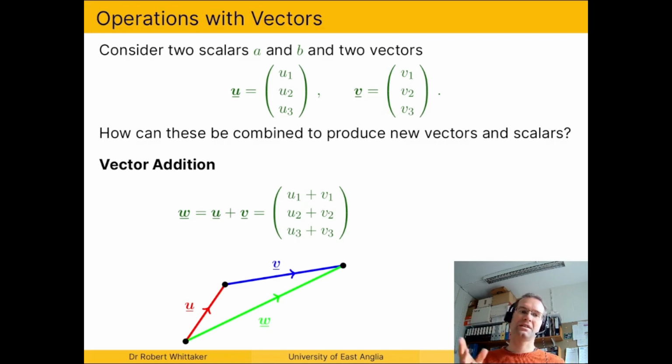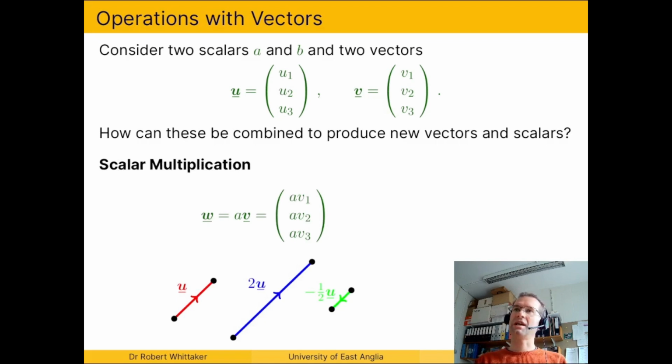Physically, adding up vectors is somehow combining the two vectors together. If we're applying two different forces on an object, for instance, then the total net force that we're applying is the vector sum of the two individual forces. And in terms of components, we just add up the first components, add up the second components, and add up the third components to get the three components of the new vector.